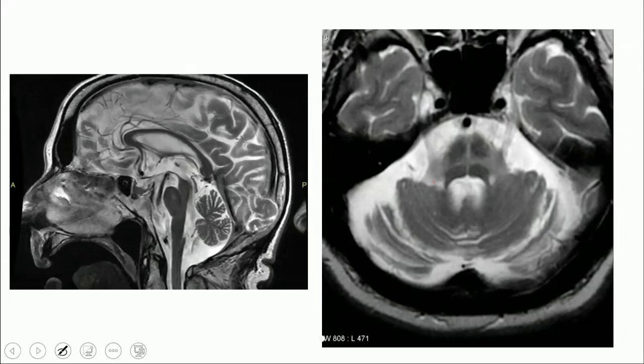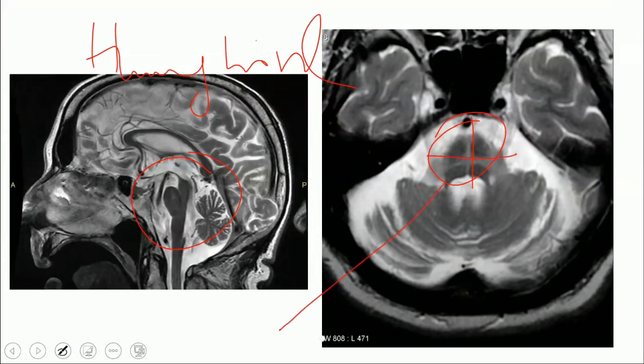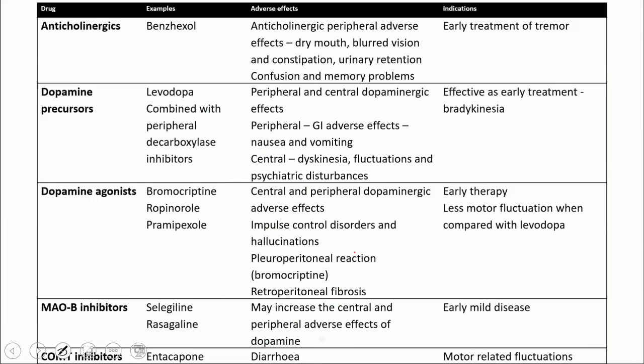So examples: hummingbird sign. This is called a hot cross bun. The Christians will know what a hot cross bun is. If you don't, please refer. Hot cross bun sign. So there are MRI changes, which are associated with secondary Parkinson's plus syndromes.